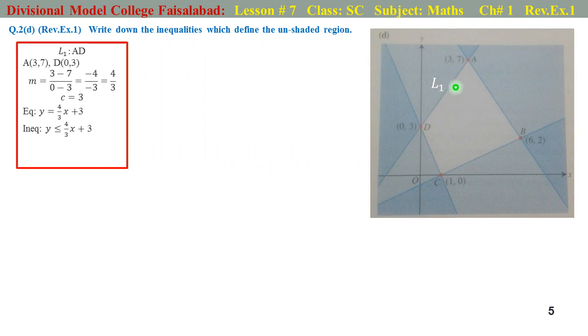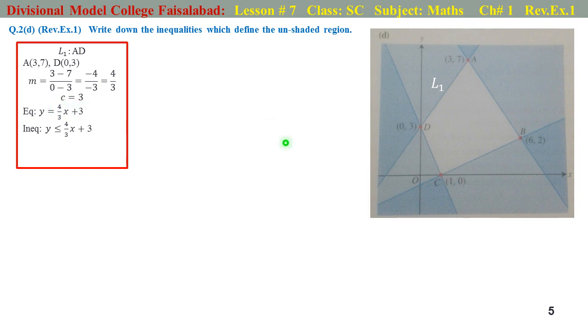So we will use the 2-point formula, point A and point D, because line L1 is passing through these 2 points. So y2 minus y1 over x2 minus x1, which is -4 over -3, is equal to 4 over 3. That is the gradient, and its y-intercept is 3. So its equation, putting these values of m and c in y is equal to 4 over 3x plus 3, is the equation.